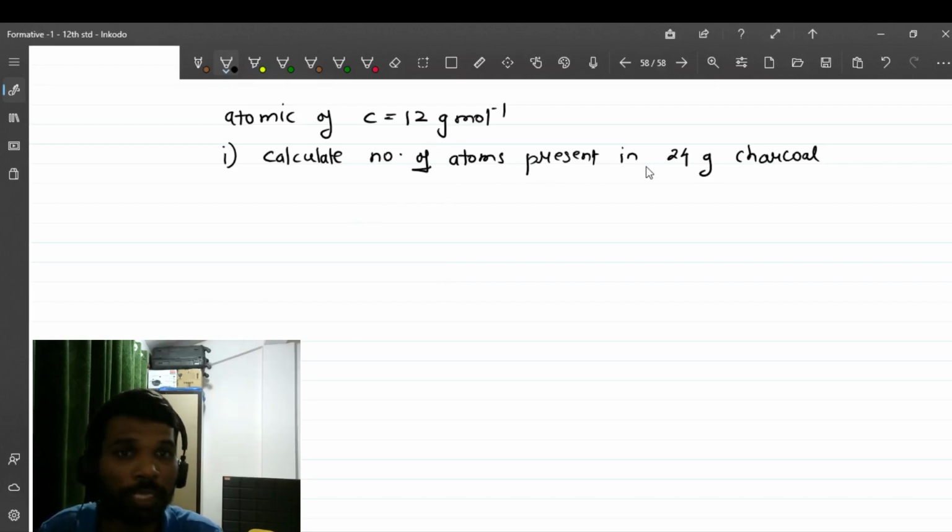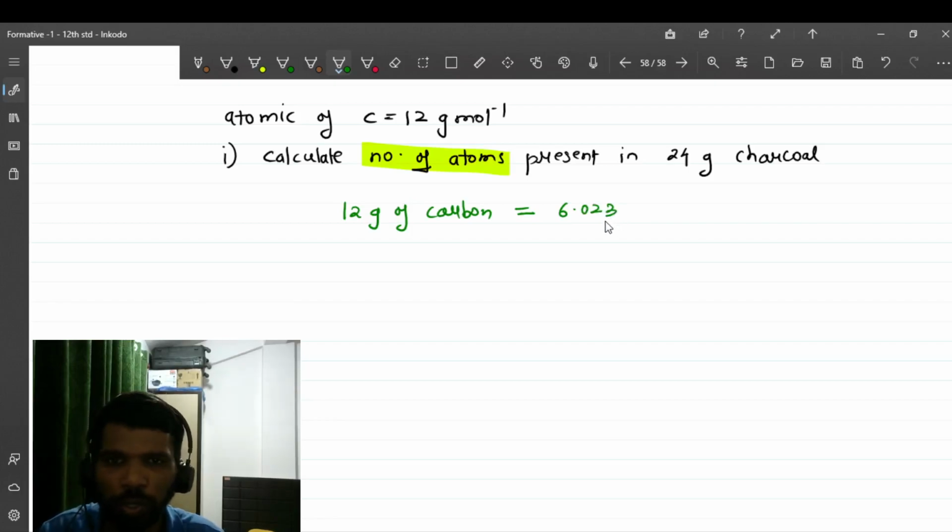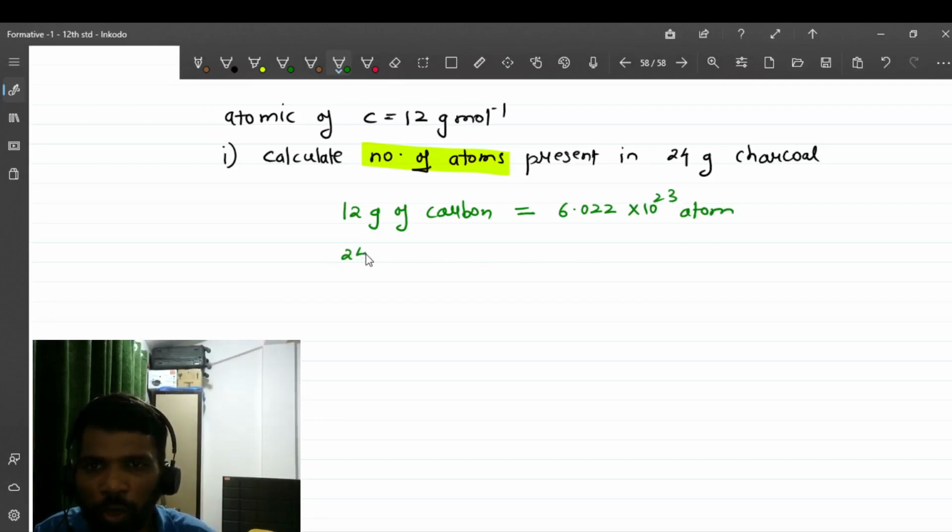Calculate the number of atoms present in 24 gram of carbon. I have told you to calculate the number of atoms, right? So let's understand this. We should have some standard relation. What is the standard relation? That 12 gram of carbon, or charcoal, we can say, because charcoal is also carbon. 12 gram of carbon, how many atoms are there? I will equate this with the number of atoms. It has 6.022 into 10 raised to power 23 atoms.